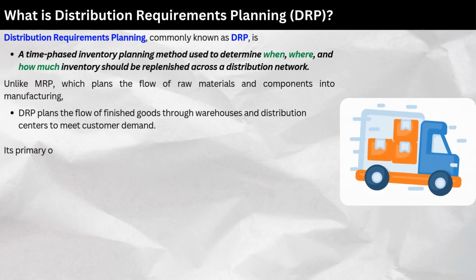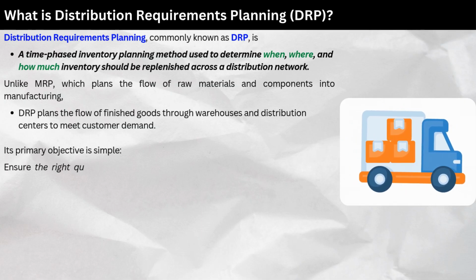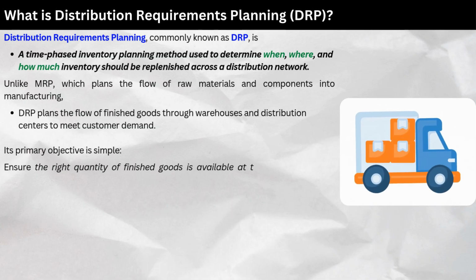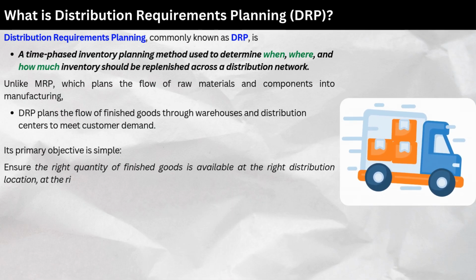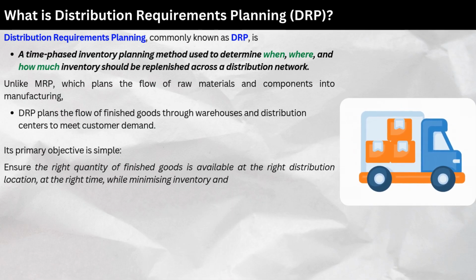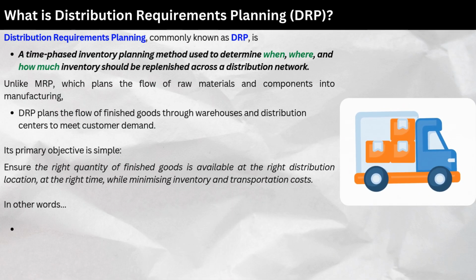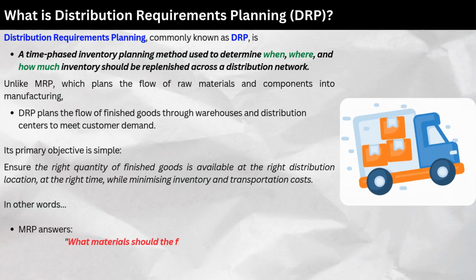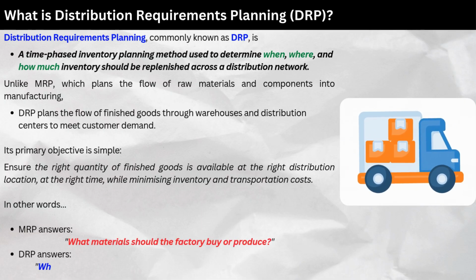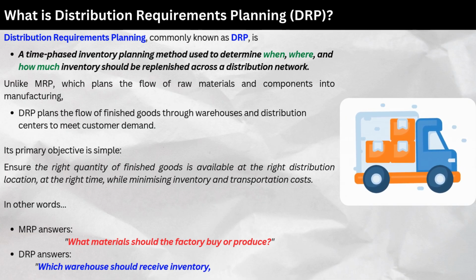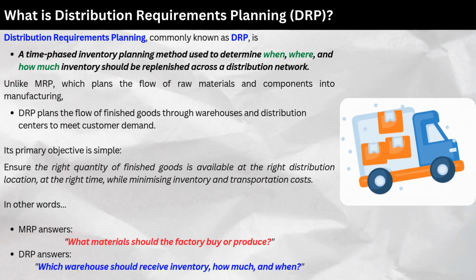Its primary objective is simple: ensure the right quantity of finished goods is available at the right distribution location at the right time, while minimizing inventory and transportation costs. In other words, MRP answers, what material should the factory buy or produce? DRP answers, which warehouse should receive inventory, how much, and when?